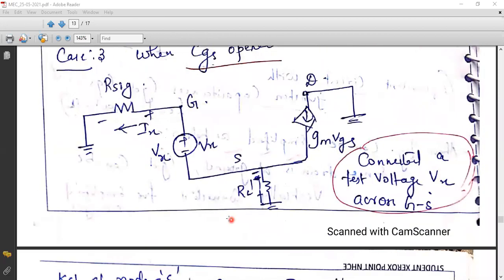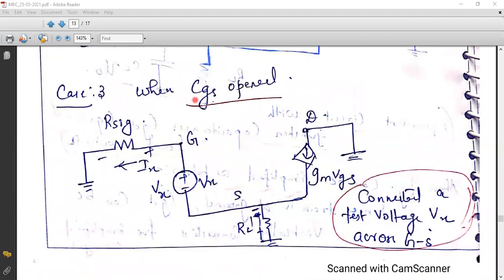Now, in order to find the ratio between Vx and Ix, why are we finding it? Because it is nothing but the resistance according to Ohm's law. V by I is the resistance. So if you can find Vx by Ix, that will be the resistance between G and S, so we can go for RGS. After finding RGS, multiply with CGS, and you will get tau G.